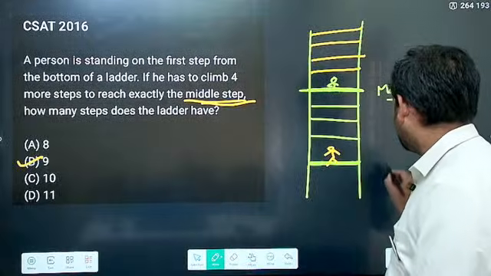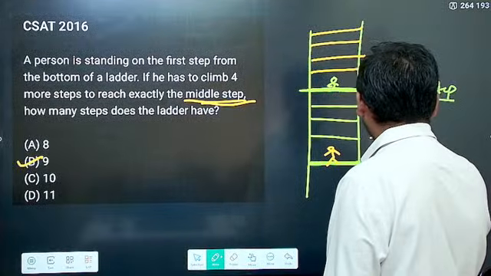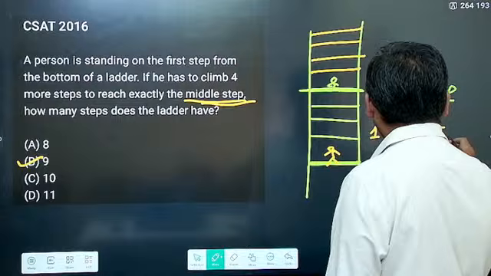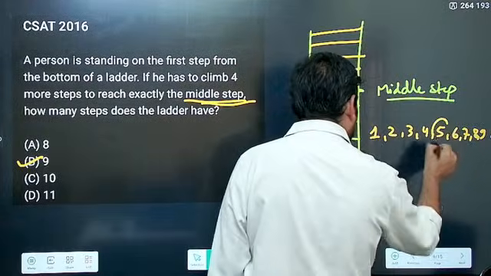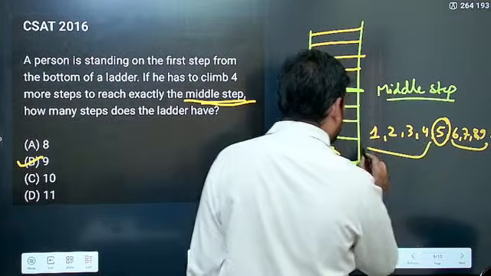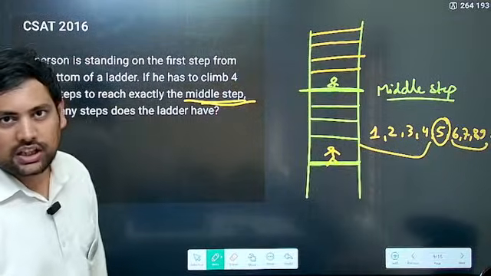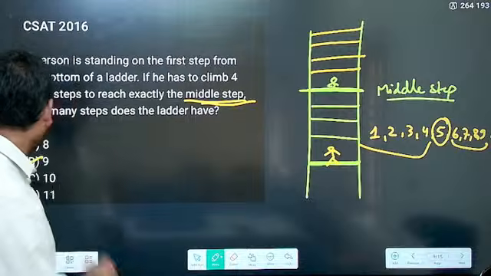You can also see that if you write the numbers 1, 2, 3, 4, 5, 6, 7, 8 and 9, then the middle number is 5, because you have 4 numbers here and 4 numbers here. Understood? So the total number of steps in the ladder is 9.